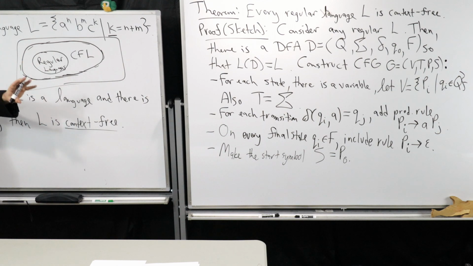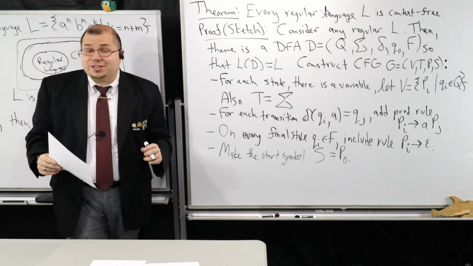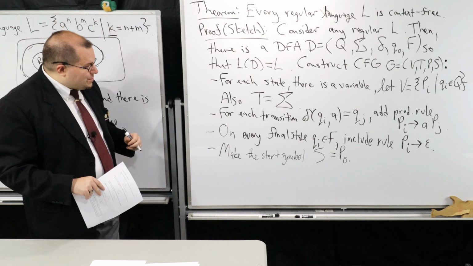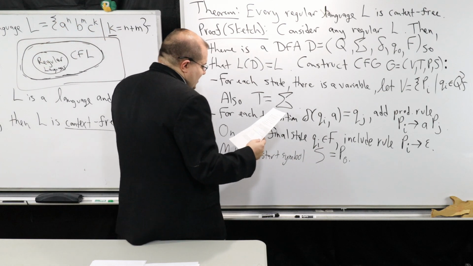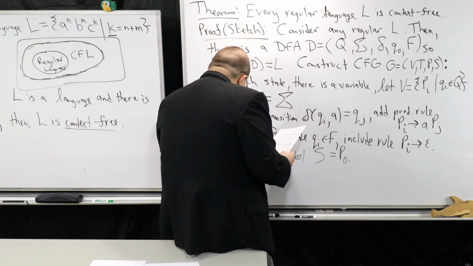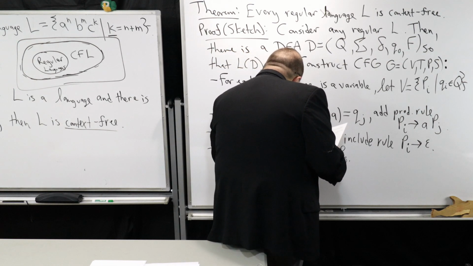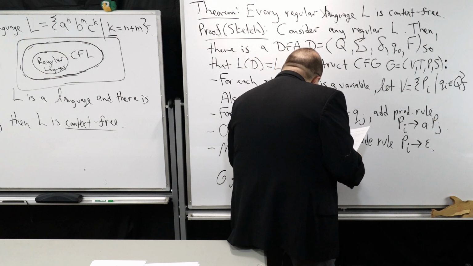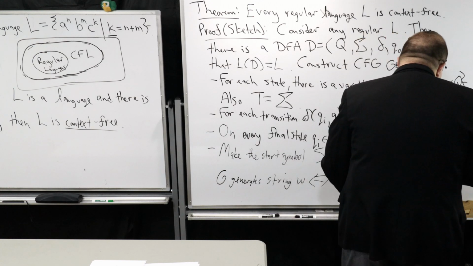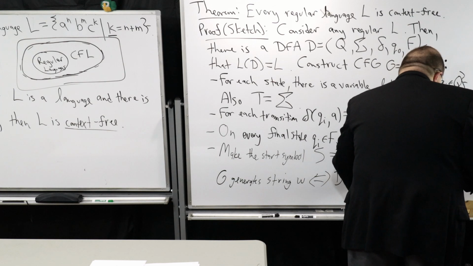So this is how I'm going to build the context-free grammar. I encourage you, if you find this construction very interesting, to try it for yourself. It is quite cute. I like it. Now, the connection between these two is that G generates string W if and only if D accepts W. That's the part that's left in this proof.